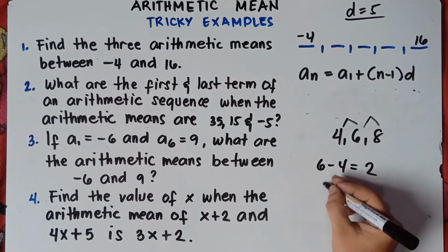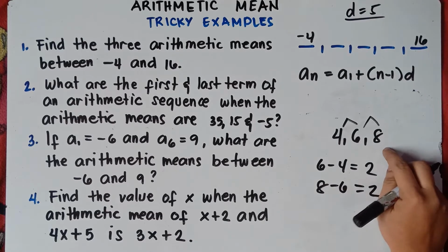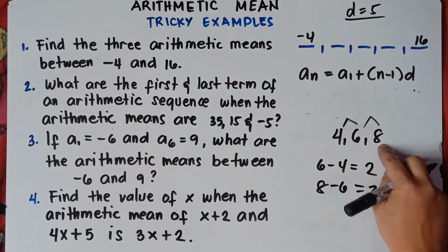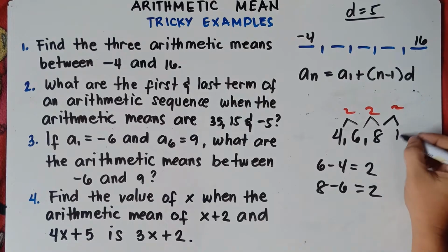8 minus 6, that is 2, right? So therefore, to get the next number after 8, you just add 2, because the common difference is 2, right? So the common difference is 2. Going to the right, you just simply add 2, because 8 plus 2 is 10.